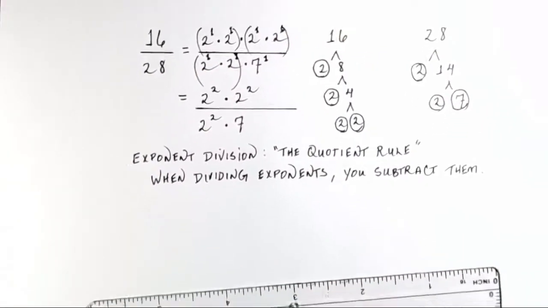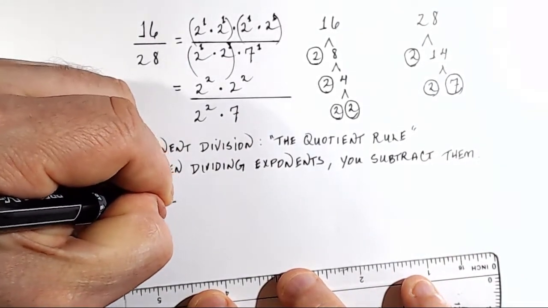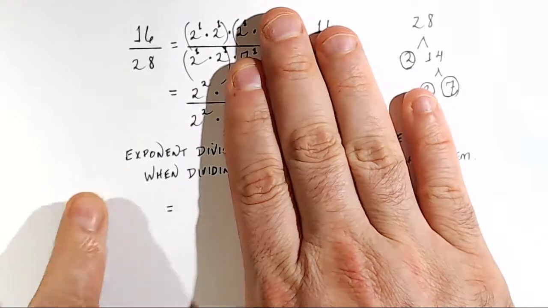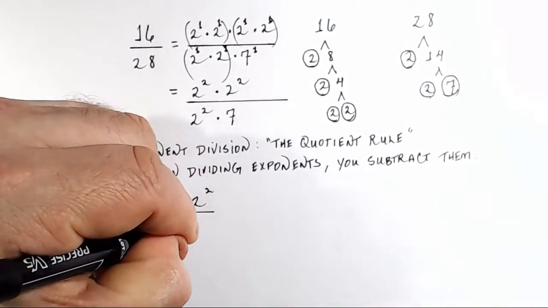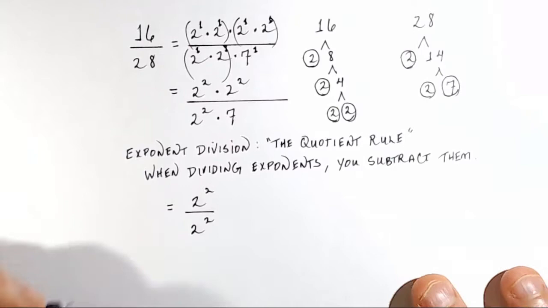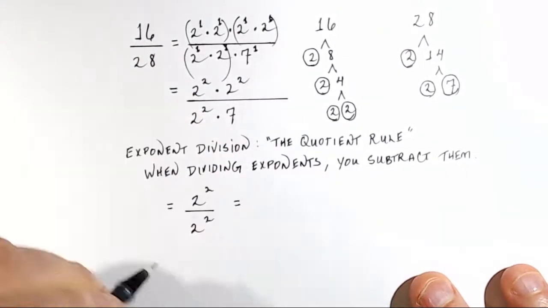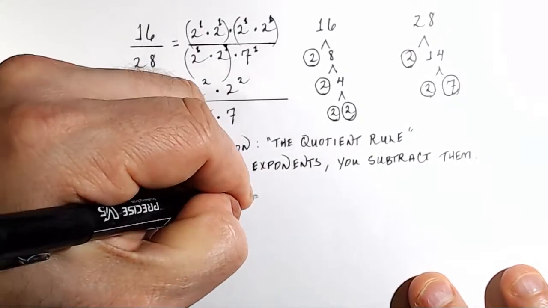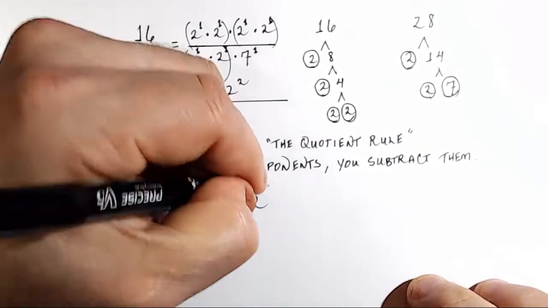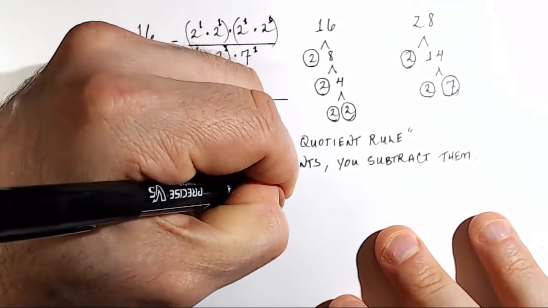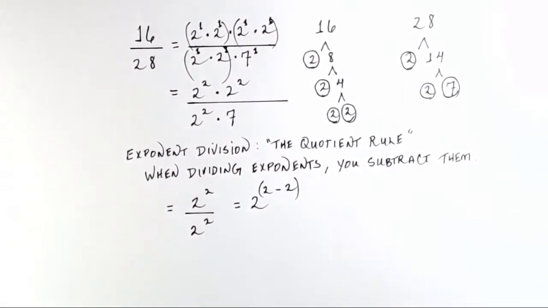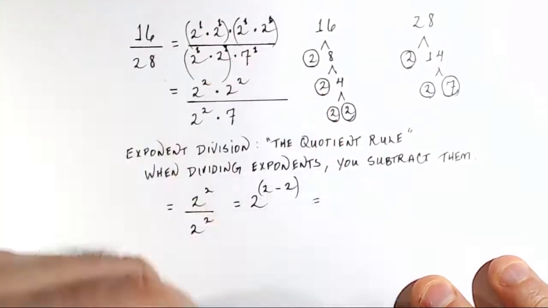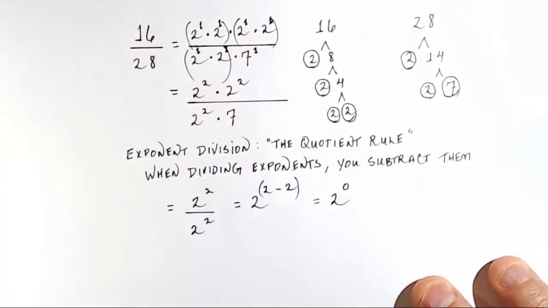Okay, let's see that in action. So we'll take our problem here, bring it down. Let's focus in on just this part. 2 squared divided by 2 squared. So here's how this looks. 2 squared divided by 2 squared is equal to, if it's the same base, 2 raised to the power of the exponents subtracted from one another. So 2 raised to the power of 2 minus 2. It's kind of the flip side of the product rule, where you add the exponents when multiplying the bases. So that would give us 2 raised to the power of 0, because 2 minus 2 is 0.